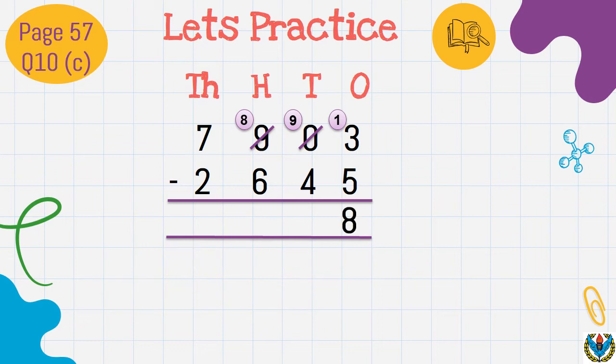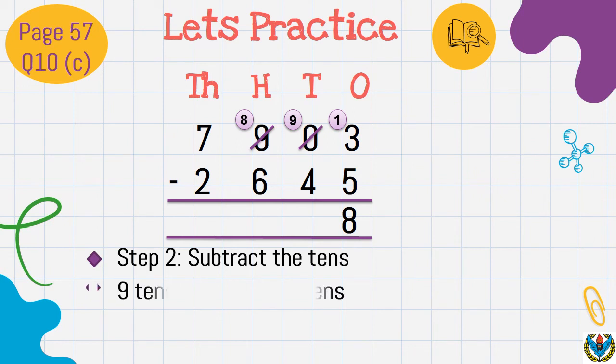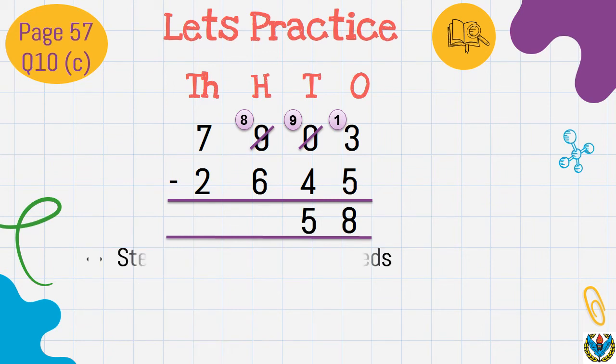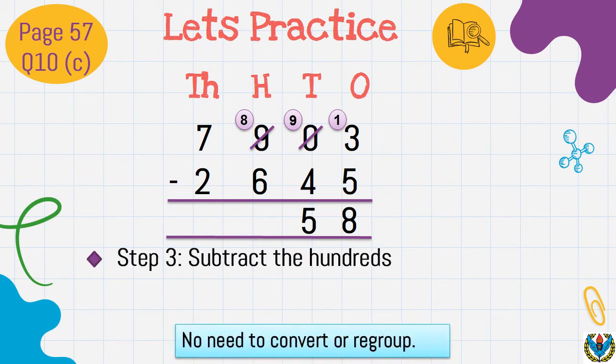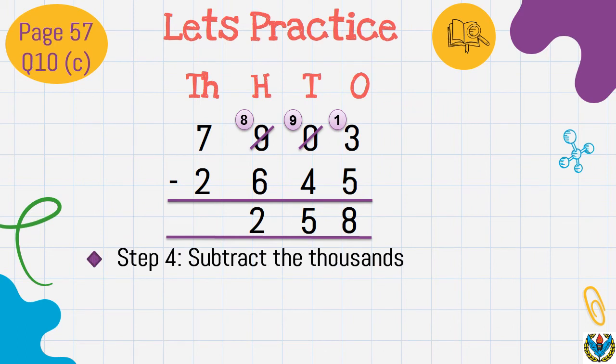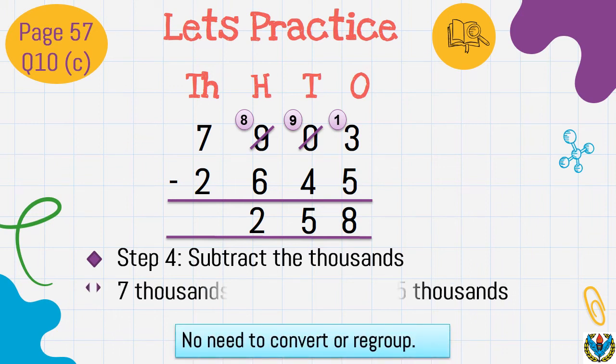For the second step, we subtract the tens, and this is simple. 9 tens minus 4 tens gives us 5 tens. We do not need to regroup or convert the tens column. Similarly, in the third step, when we need to subtract the hundreds, 8 hundreds minus 6 hundreds gives us 2 hundreds. For the last step, in this example, we subtract the thousands, and once again, the top number is bigger than the bottom number, so 7,000 minus 2,000 gives us 5,000.